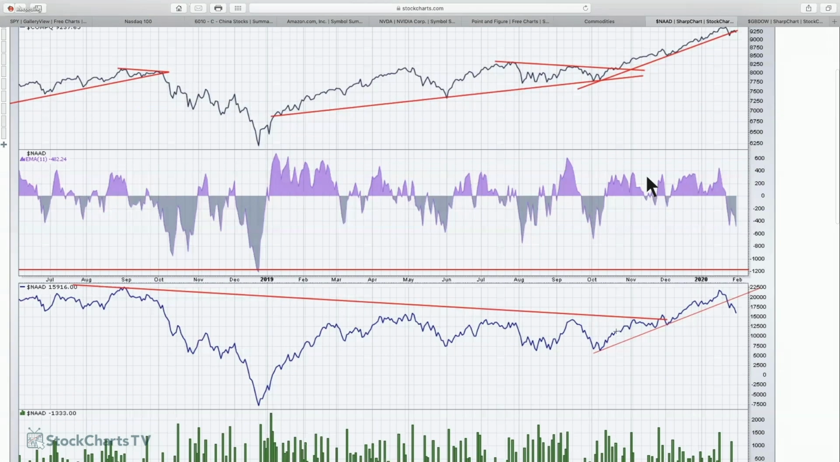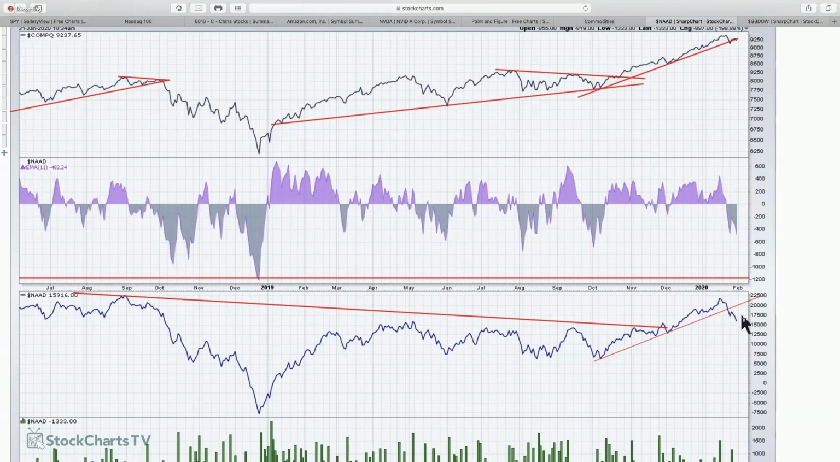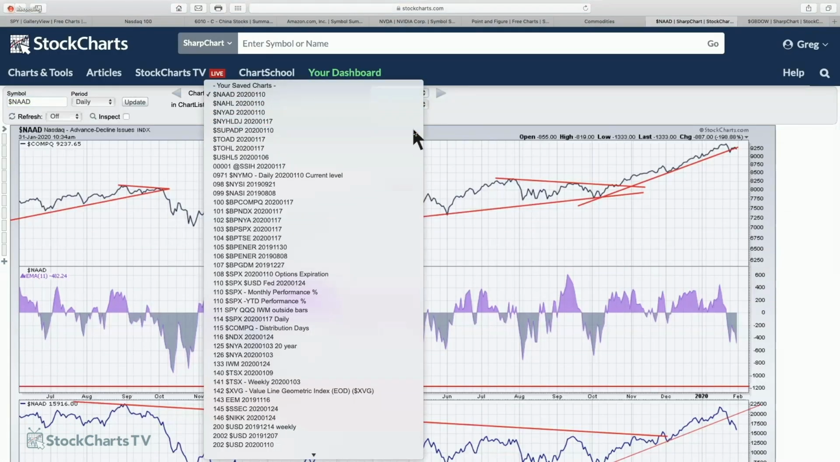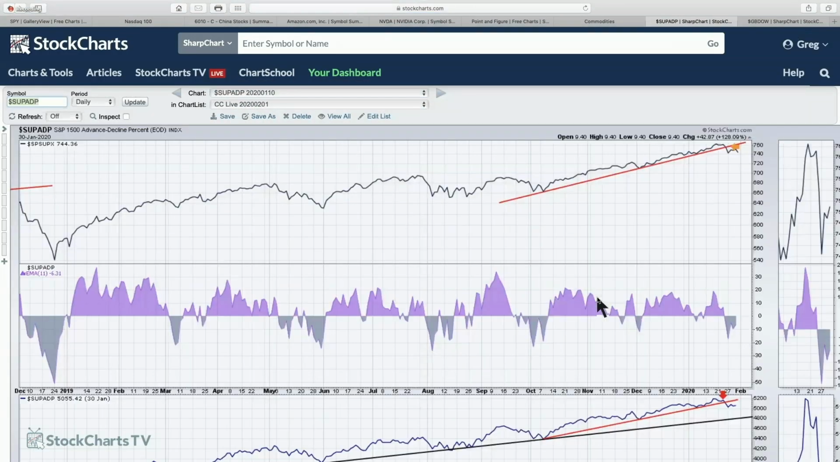So what I want to watch for is, does this finally start to bounce in here and we get some sort of break higher? If I drew a trend line off the 2018 low, I probably don't want to see that trend line break. That's pretty big. And then just go down to the advanced decline percentage for the 1500.